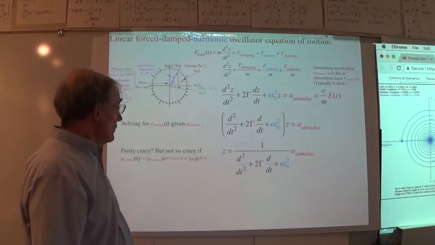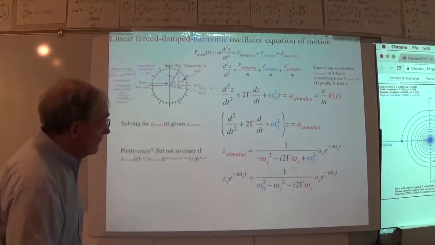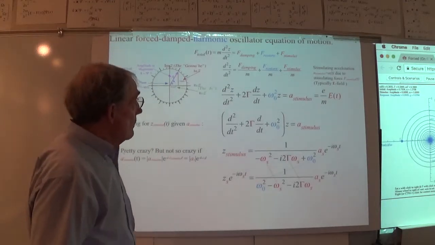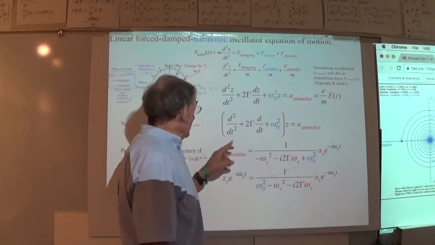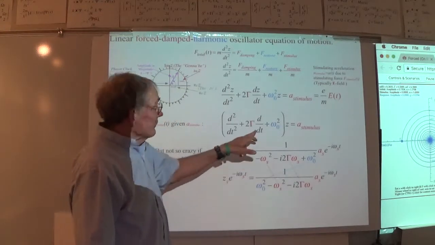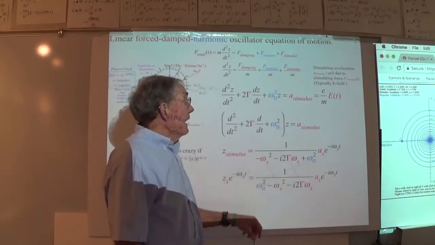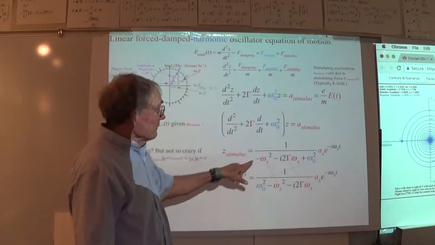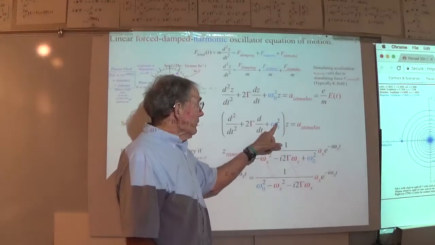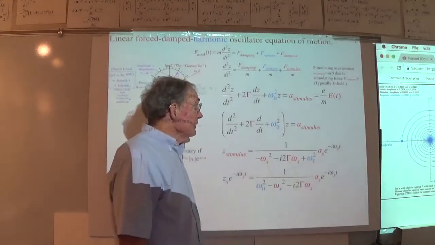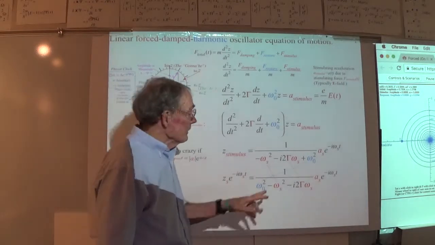So those are the only really important parameters that we need to look at here. Basically, you take the double derivative of this chosen thing, the single derivative of it, and multiply by 2 gamma. That brings down an i, and this brings down an i squared, which is minus 1. Then there's just omega 0 squared, sitting there as a number that doesn't have to have anything done to it.